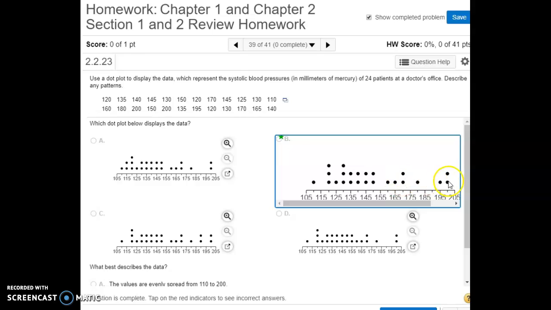And there's a few trail ends with people with high blood pressure. That's what we're measuring here. And there's one person that's below that chunk. But most of the data is between 120 and 150.